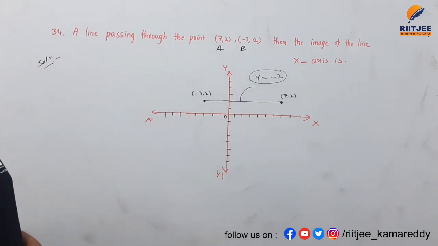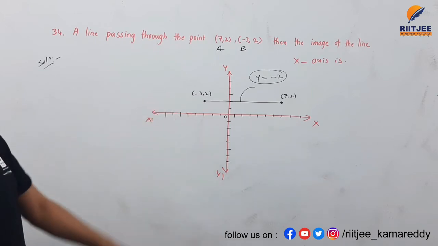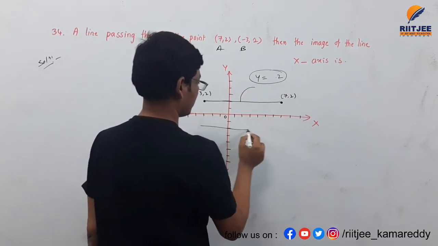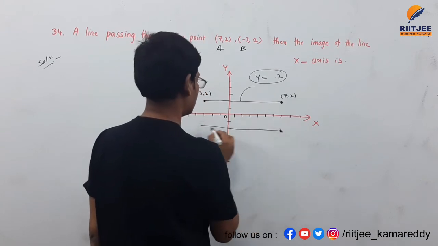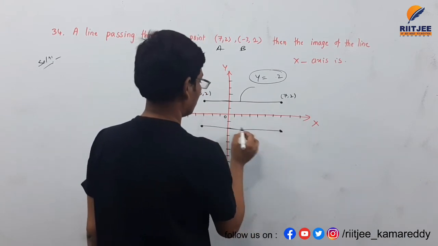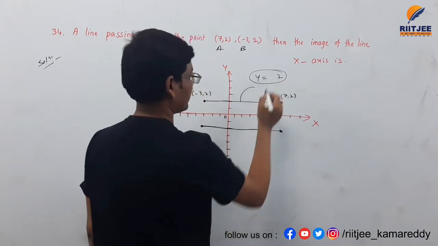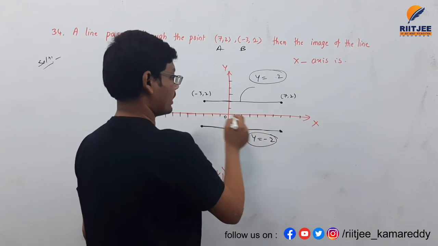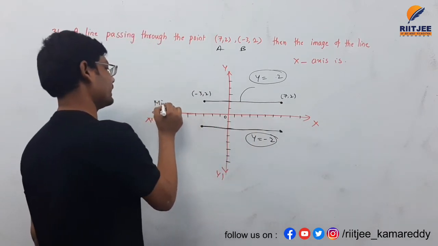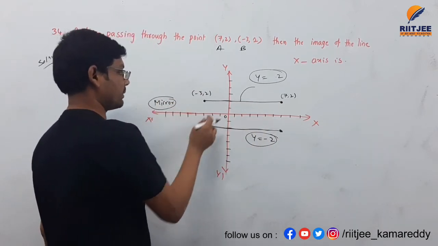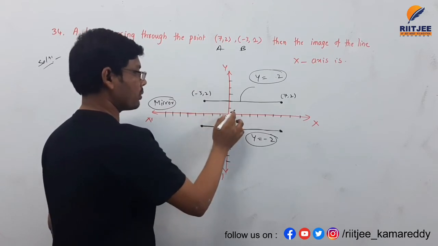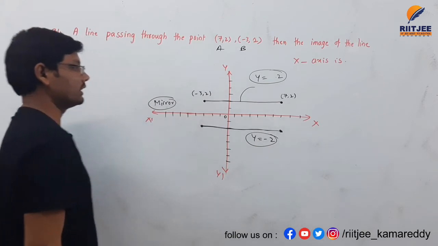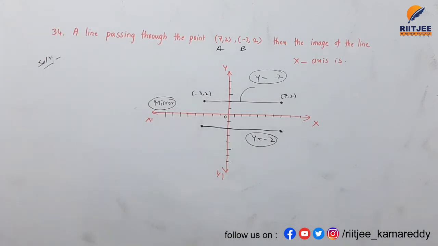Then this is all about the image of the line here. The line is y is equal to 2, so the image of this one will become y is equal to minus 2. Exactly, this is like a mirror. Observe, this is exactly the reverse. This is the positive side, 2 units, and this is the negative side, 2 units. This is all about the image.